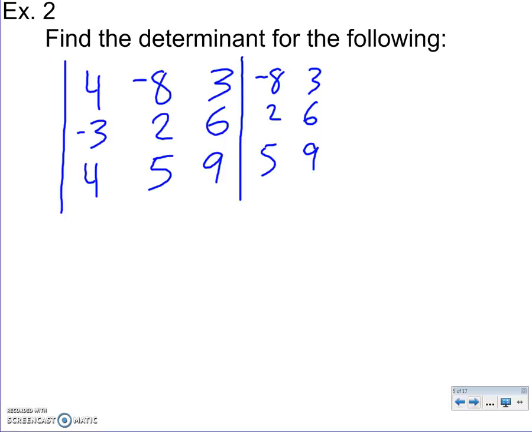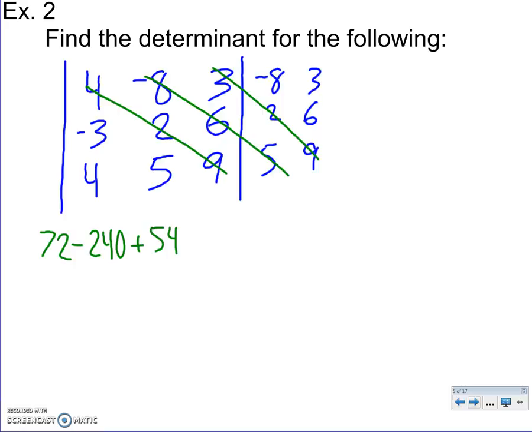So again, we multiply the diagonals. So here's the first diagonal. I'm going to do 4 times 2 times 9. So 4 times 2 is 8. 8 times 9 is 72. That's my first number. I'm getting this diagonal going downwards. Negative 8 times 6 times 5, well, negative 8 times 6 is negative 48 times 5 gives me negative 240. And this last diagonal, 3 times 2 is 6, 6 times 9 is 54. I'm going to add those three numbers together, see what I get. 72 minus 240 plus 54. My final answer is negative 114.